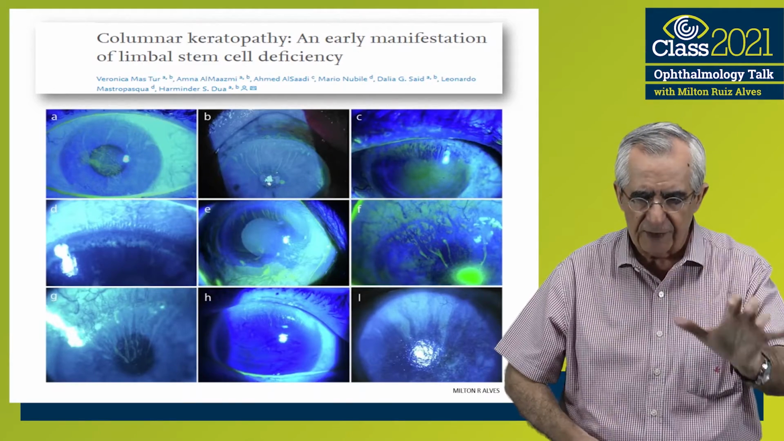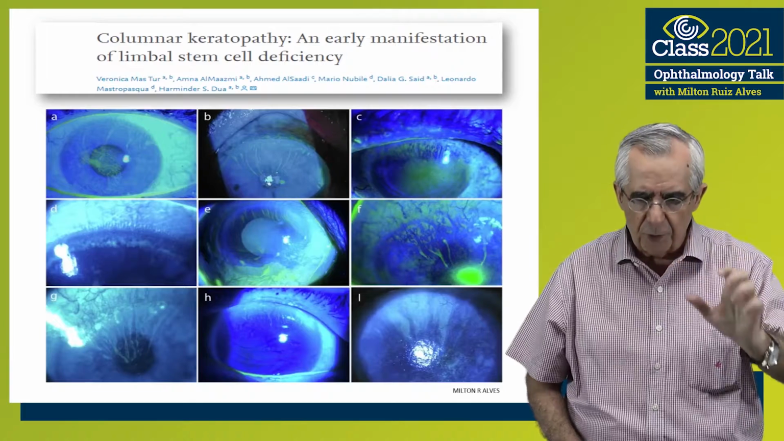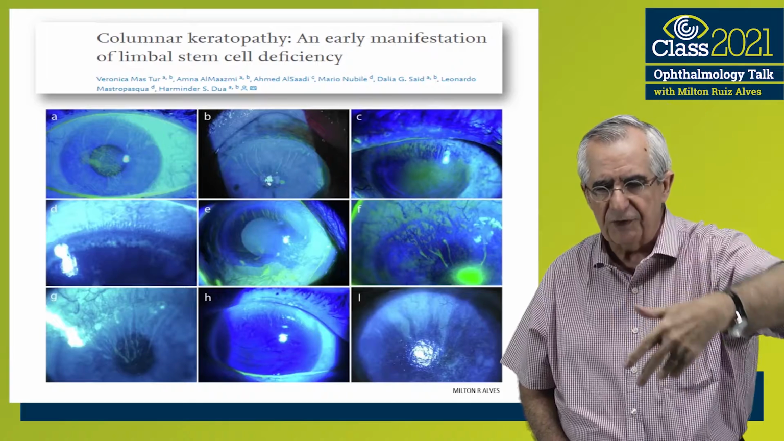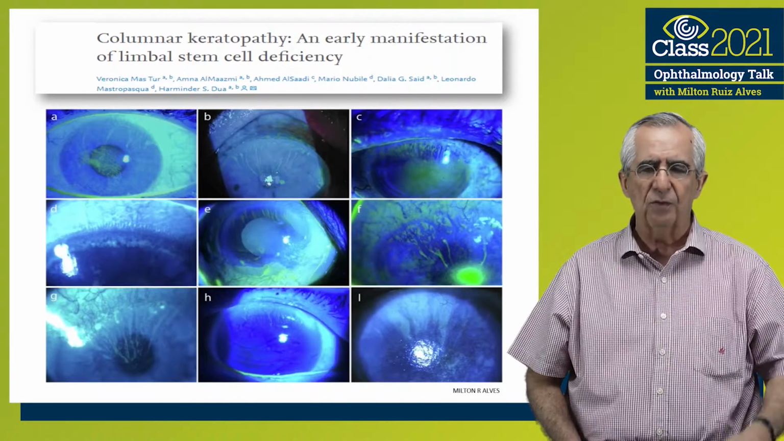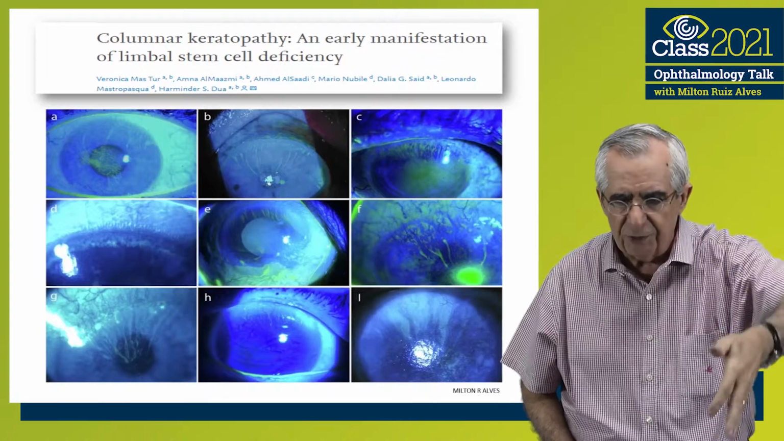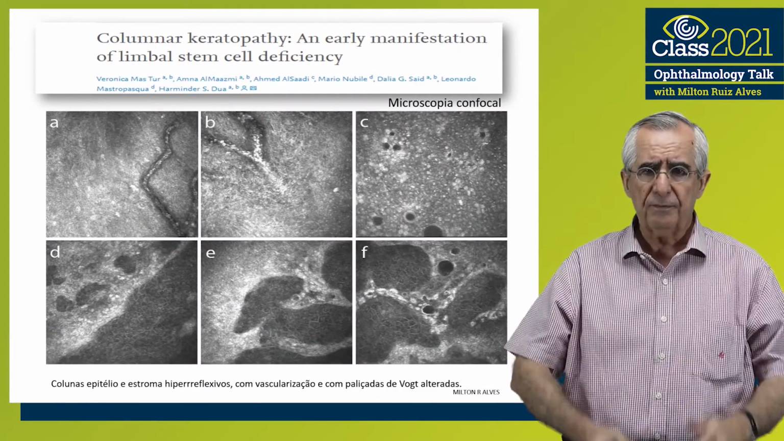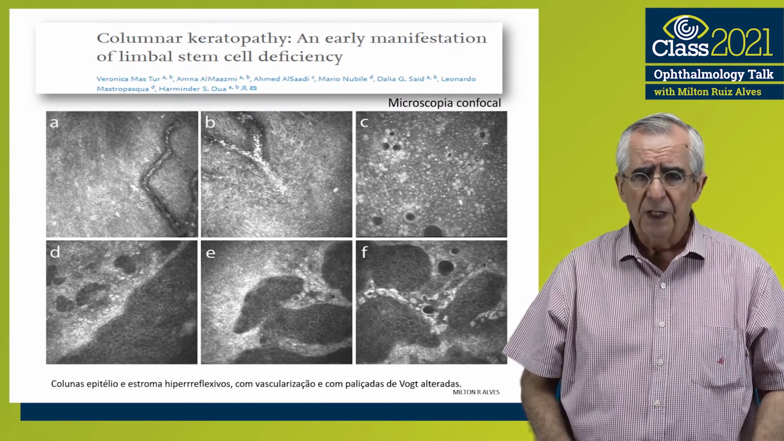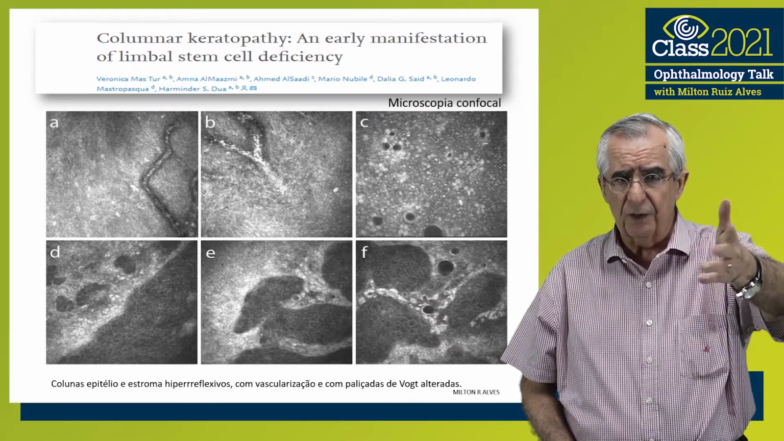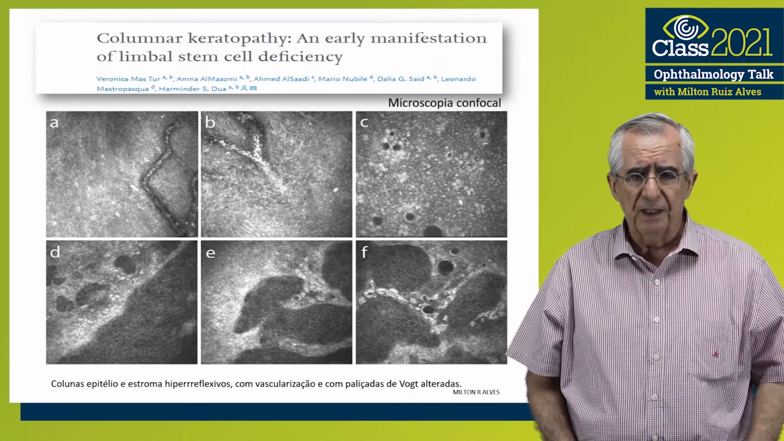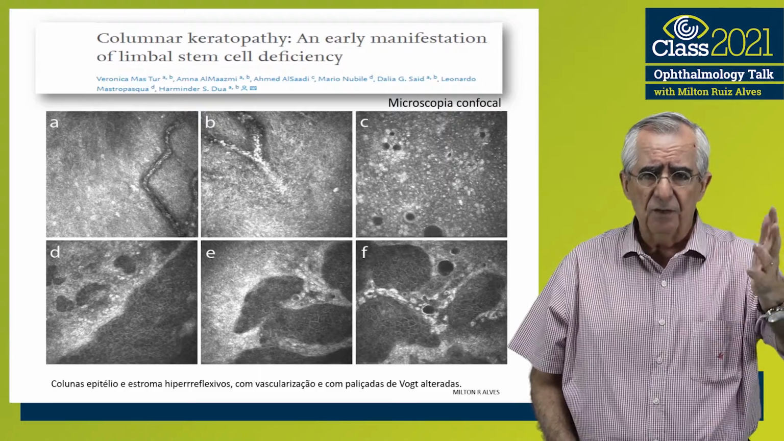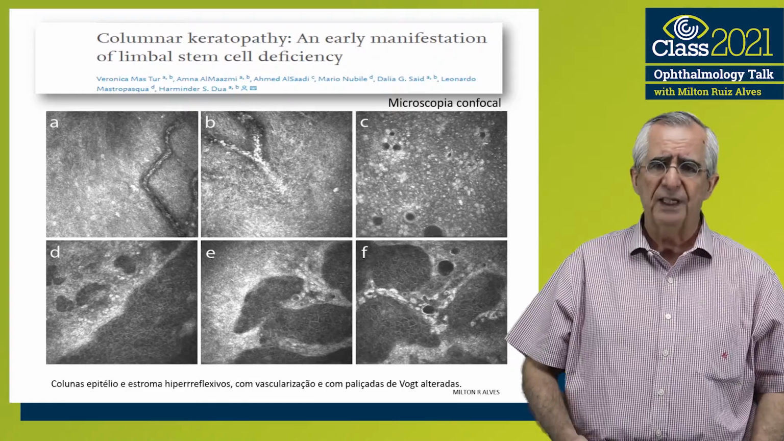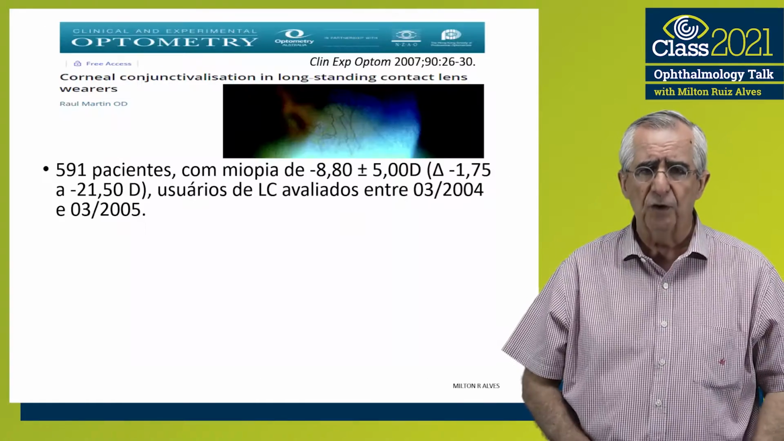And if you instill the fluorescein eye drops, wait a while, after 1 or 2 minutes, these staining columns are seen next to the non-staining columns, and the compromised corneal epithelium is what stains. Here we have a study that used confocal microscopy to show the columns along with the highly hyperreflexive cells that show vascularization and also the Vogt palisades with altered morphology, which is due to the limbal stem cell deficiency.